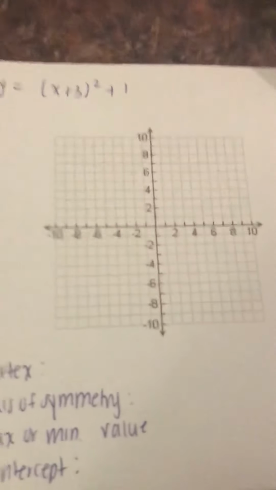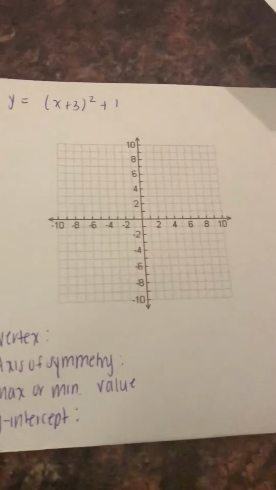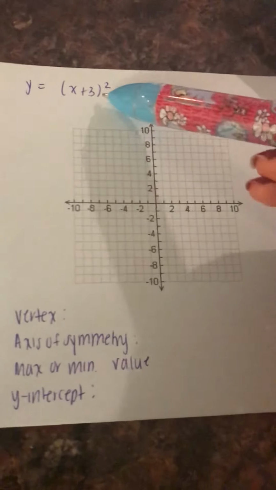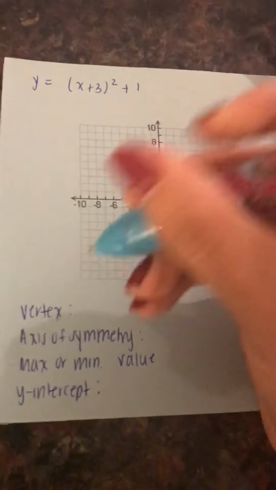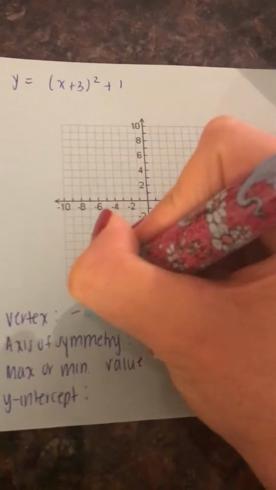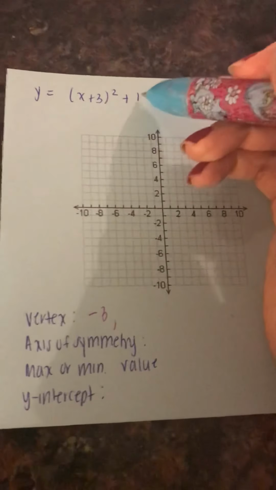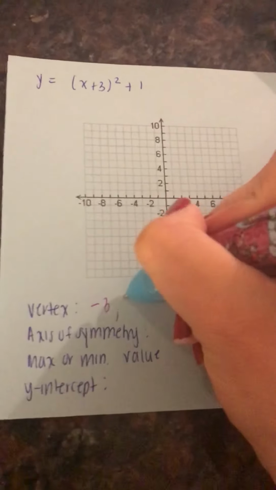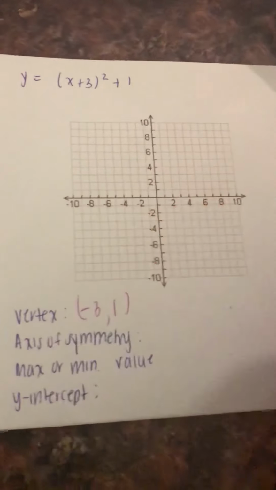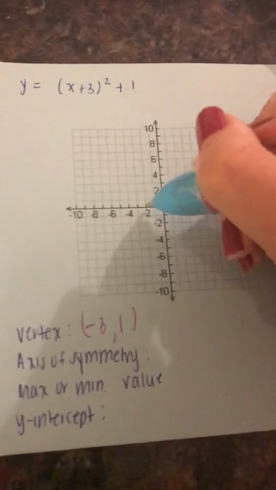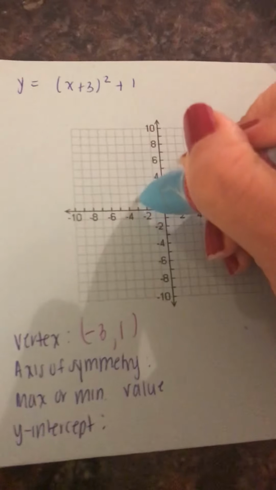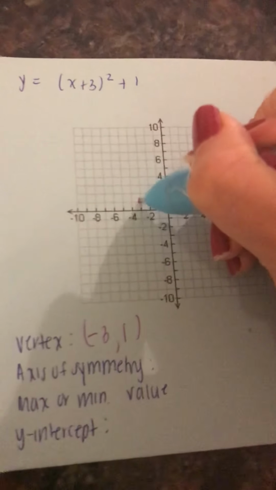Because we actually subtract h in the vertex form of the formula, this is going to turn into a minus 3. So the x coordinate always gets the opposite sign. And then the y coordinate stays the same as the value of k, like that. So the vertex is minus 3 comma 1. So I'll graph it here. So minus 3 comma 1. That is my vertex.